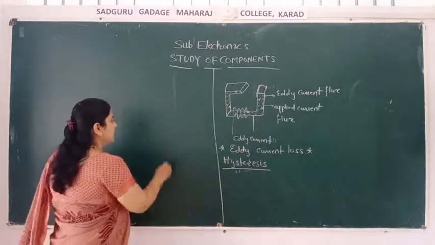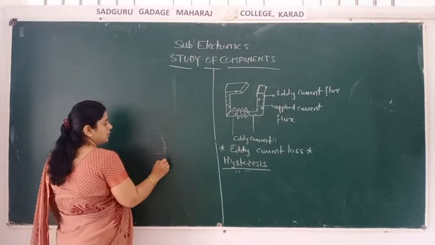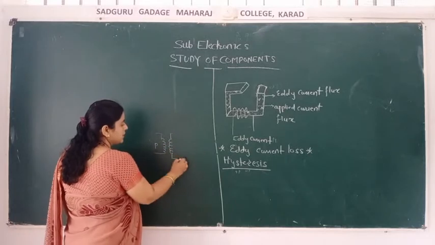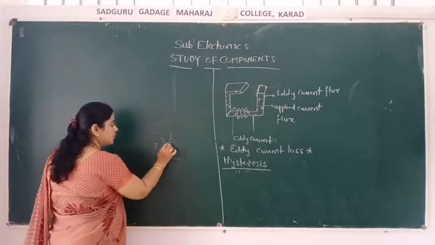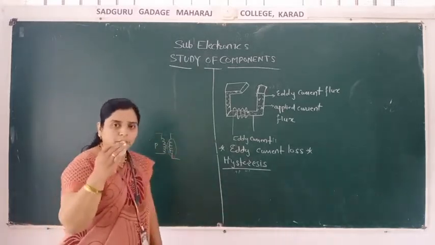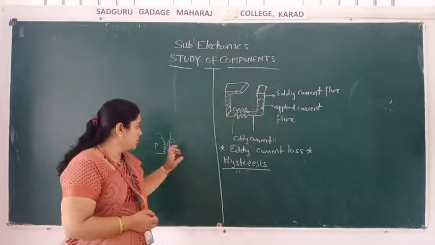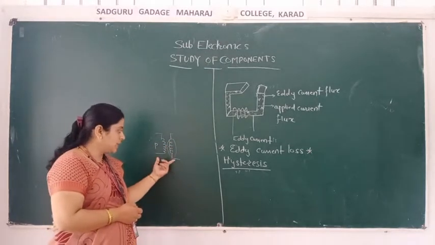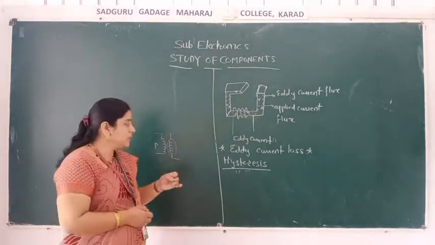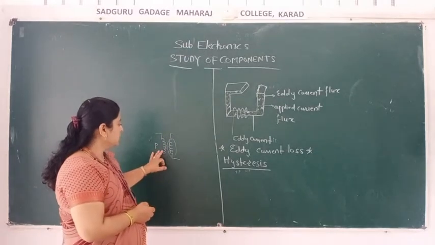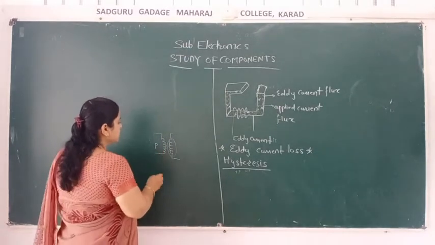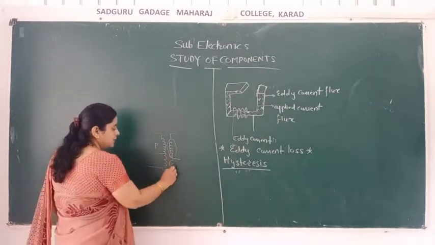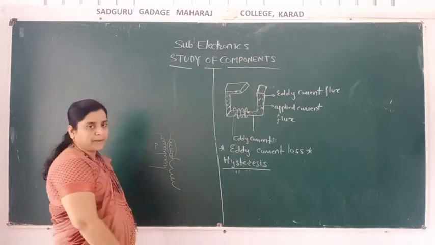I have drawn the diagram also. These are the number of turns of the primary, and these are the number of turns of the secondary. How many turns is the coil? Okay. So this is the number of turns of the primary, these are the number of turns of the secondary. If both are equal, it is called a mutual transformer. If the number of turns of the primary is greater, then it is called a secondary transformer. If the secondary is greater, then it is called a primary transformer.